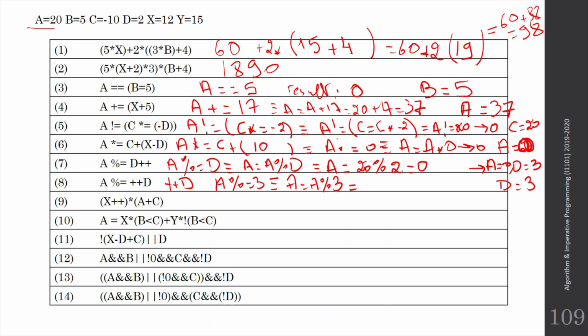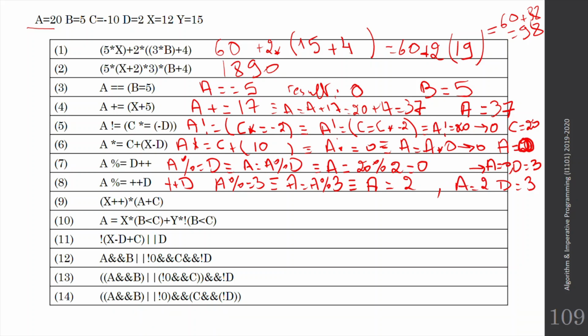So in a we have 20 modulo 3. It's equal to 2, because 6 multiple 3, no, 6 multiple 3 equal 18, so we'll have 2. So a will be equal to 2, so the value of a here will be equal to 2.